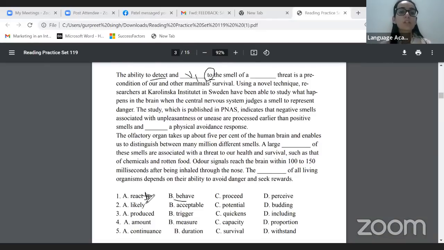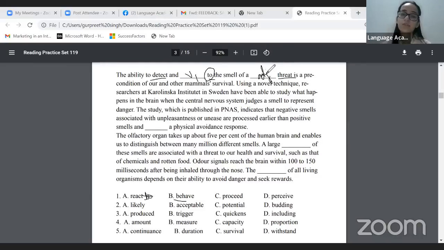So the ability to detect, detect is to find, and react to the smell of a threat is a precondition of mammals' survival. This is a complete sentence. Smell of a threat. Still we have a blank. Threat is a noun, so we will need an adjective. What kind of threat? Likely threat.